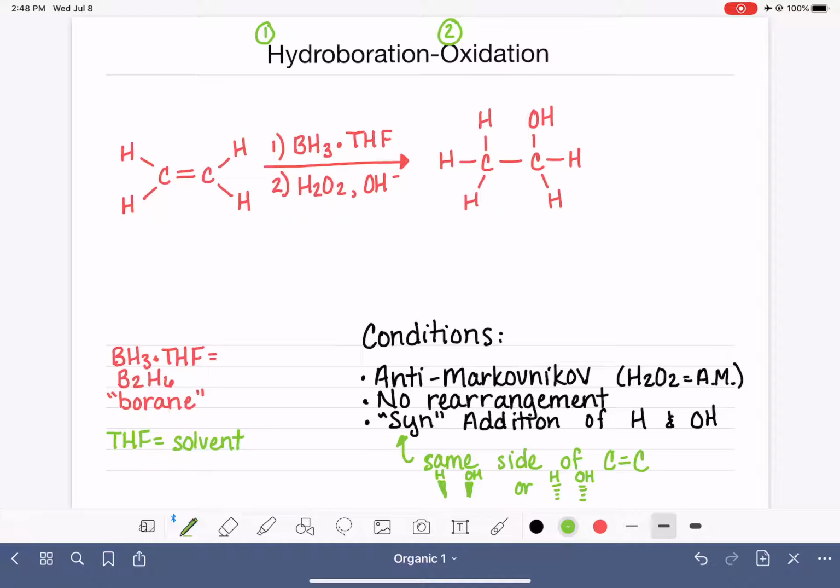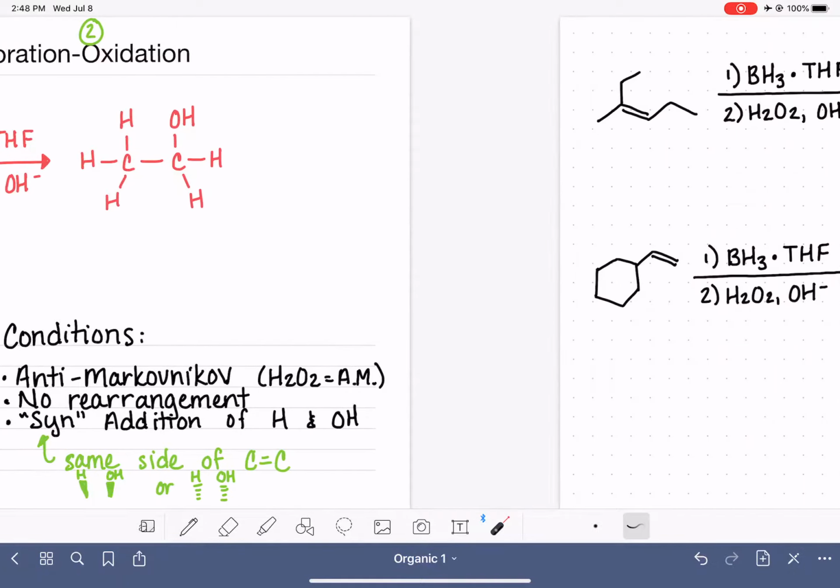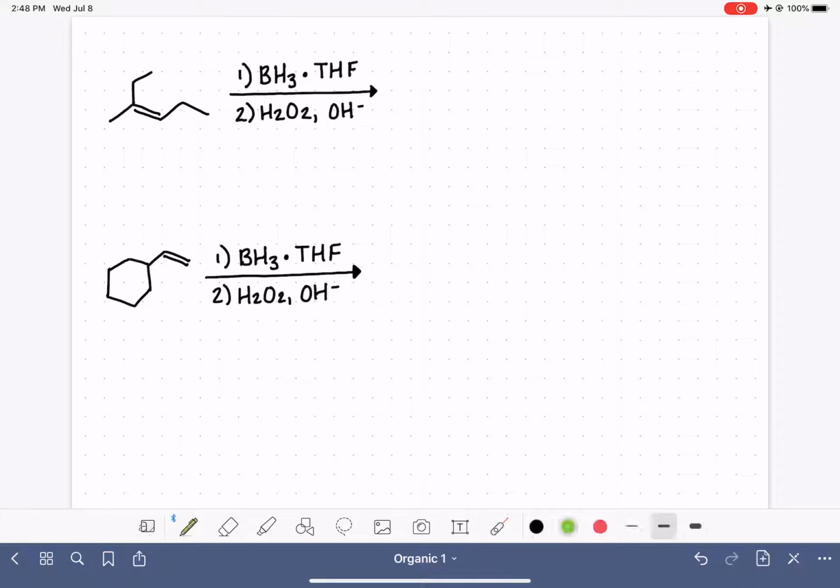Let's take a look at how this works with a couple of examples, especially because we have this new idea of syn addition. So here are two examples for us to practice with. Since there's no rearrangement of the carbon skeleton, let's start by drawing our carbon skeleton. And let's focus on the two carbons that we are actually going to be working on in this reaction. So we know from this reaction that we're going to be adding a hydrogen to one of these carbons and an OH to the other.